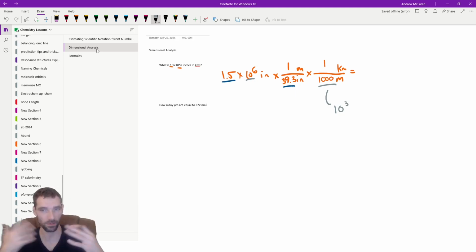So using some of our math tricks here, we can get a pretty good estimate of what our number should be. If we're just looking at the back numbers, you've got 10 up to the sixth divided by 10 up to the third. So that should be 10 up to the third power just from those back numbers. But we also have 1.5 divided by 39.3.